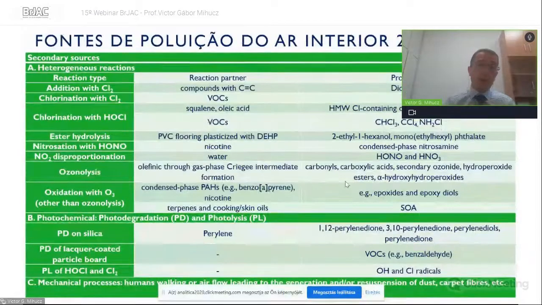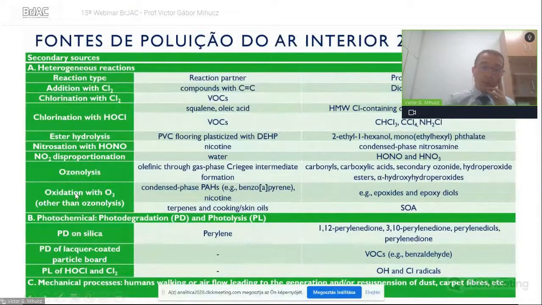If we look at the secondary sources, as I told you, it's mainly due to chemical reactions. The chemical reaction can be an addition with chlorine, or chlorination, or because of bleaching through detergent use and so on. Then we have nitrosation with nitrous acid in the indoor air environment, called HONO. And we also have reactions between ozone and already formed indoor air pollutants. Usually a difference is made between ozonolysis, which leads to the formation of Criegee intermediates like carbonyls, carboxylic acids, secondary ozonides, and hydroperoxide esters.